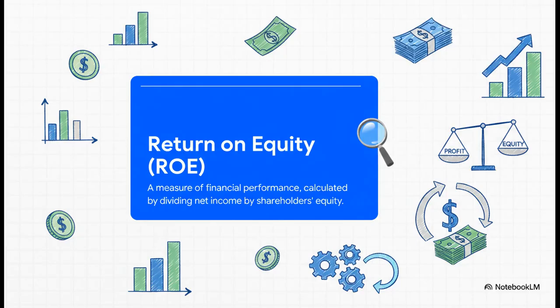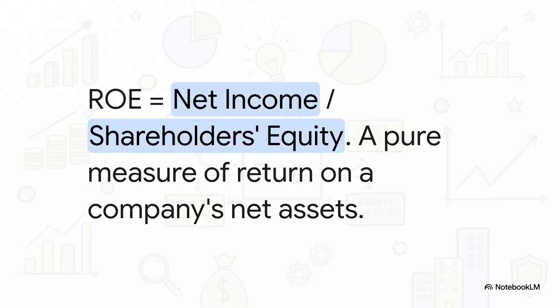So, the official definition is that it's a measure of financial performance. But think of it this way. For every single dollar of your money that the company has, how much profit did they generate this year? If a company has an ROE of 15%, it means they created 15 cents of profit for every $1 of shareholder equity. So you can see why a higher ROE is generally a sign of a more efficient, more profitable company.